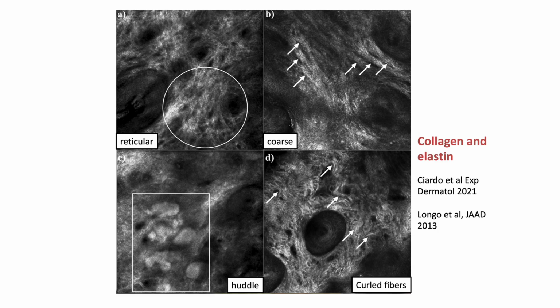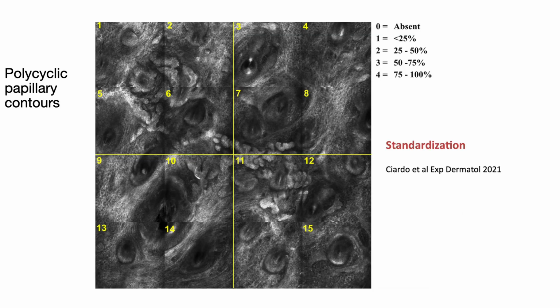And then we have the curled fibers, which have been shown to be related to the degeneration of elastic fibers and confirmed histopathologically. So the elastic fibers can be observed with confocal microscopy just when they are degenerated. The polycyclic papillary contours that we can observe in this slide can be quantified.